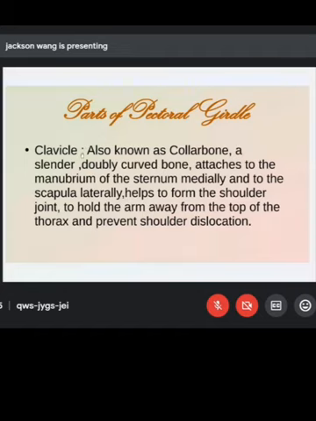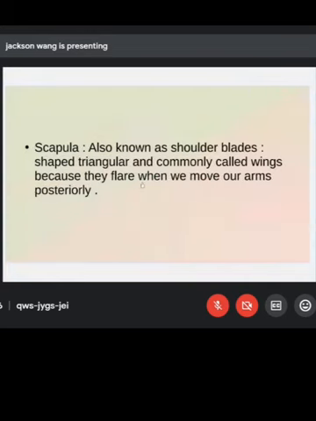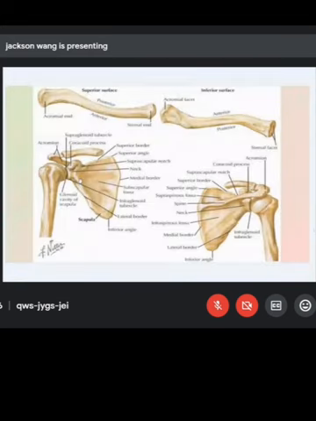Clavicle, also known as a collarbone, a slender, doubly curved bone, attaches to the manubrium of the sternum medially and to the scapula laterally. It helps to form the shoulder joint, to hold the arm away from the top of the thorax and prevent shoulder dislocation. Scapula, also known as shoulder blades, are triangular in shape and commonly called wings because they flare when we move our arms posteriorly. So this is the scapula and the clavicle.